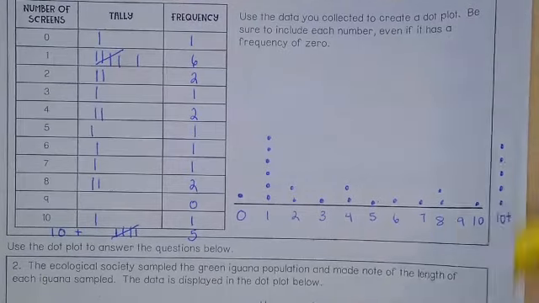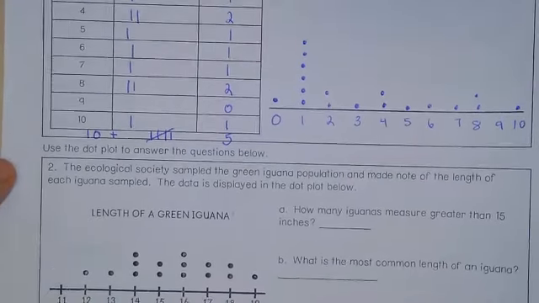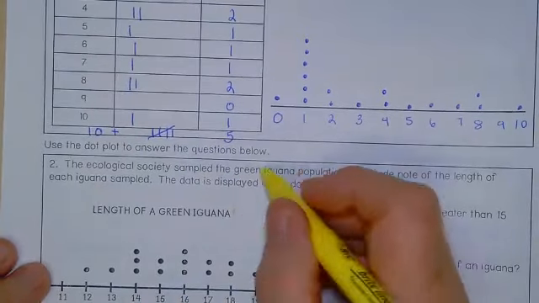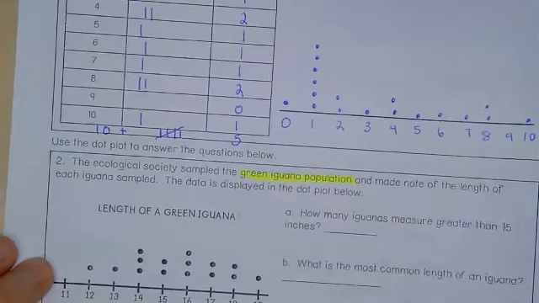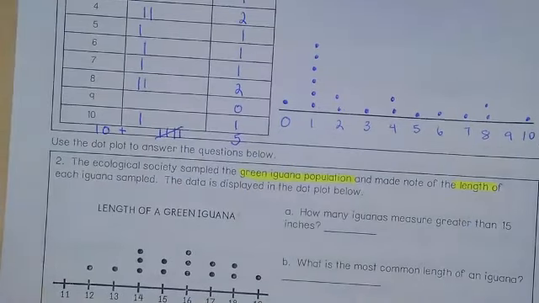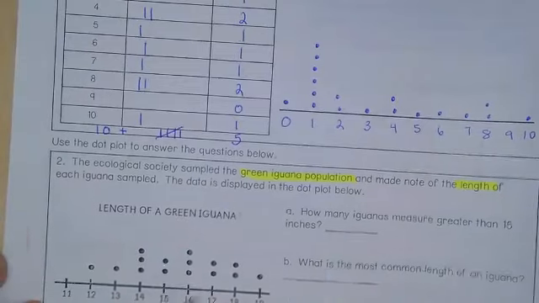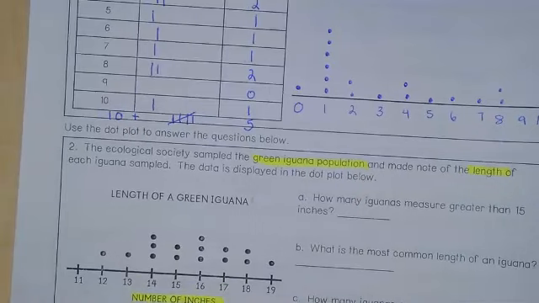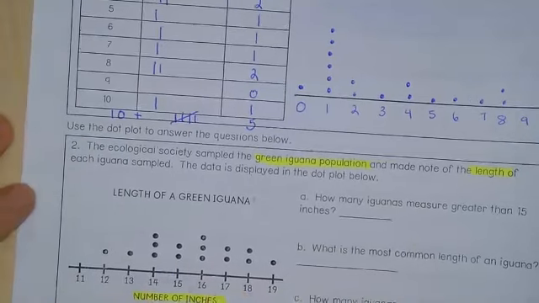So down here on question 2, now that we've practiced making a dot plot, now we're going to practice studying a dot plot. The Ecological Society sampled the green iguana population and made a note of the length of each iguana. The data is displayed in the dot plot below, and they measured them in inches, not yards or feet. They didn't measure them in miles, they had to use inches, right? Some of your measurement lessons in IXL ask you, which should you use, inches or feet? Which should you use, feet or miles? So it's important to realize why they picked inches.